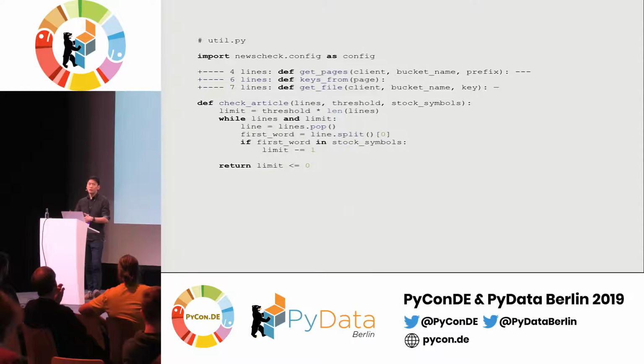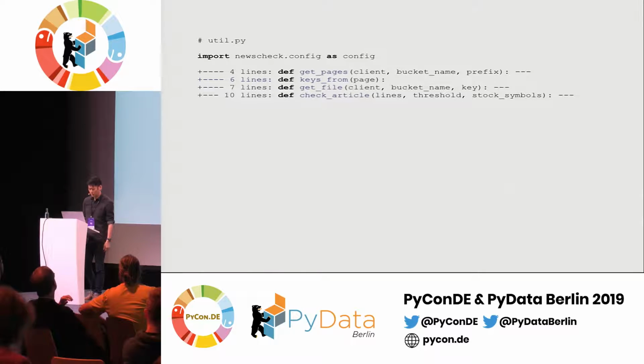And then finally, check article is that checking logic with the 50% threshold. So all this does is iterate over those lines in a file and decrement a counter until it hits a limit, and that's how you can detect when something is bad. So that's that in a nutshell.